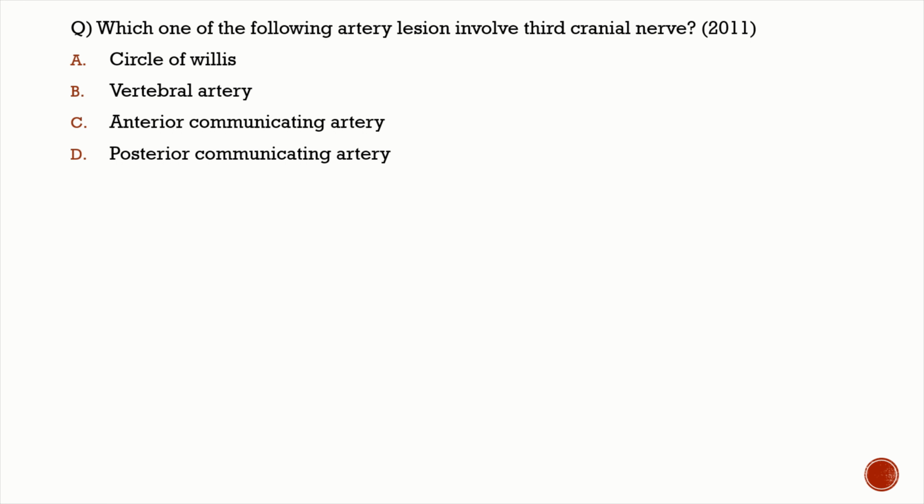Which of the following artery lesions involves the third cranial nerve? The answer is going to be posterior communicating artery. Remember that depending on what compressive symptoms are there, you can locate the aneurysm to some extent. You can go ahead and look at my video on subarachnoid hemorrhage, where I've mentioned what different aneurysms cause what type of compressive symptoms. Always remember, third cranial nerve compressive symptoms, posterior communicating artery aneurysm is the answer.